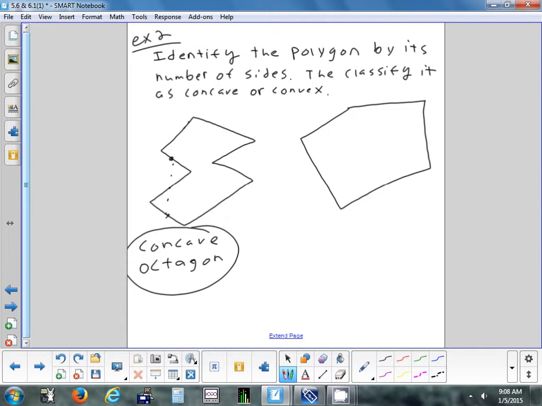How about the shape on the right? Brian, concave or convex? Convex. Yep, that's convex. And what kind of shape is it based on how many sides it has? Pentagon, good. Convex pentagon. Okay, so be careful with the prefix for 5. It's a little different when you're counting than when you're naming a shape.